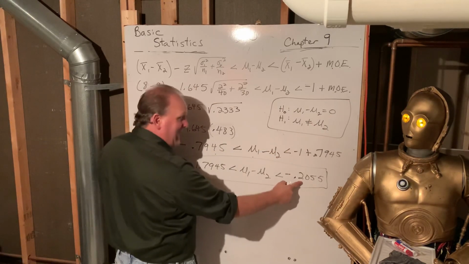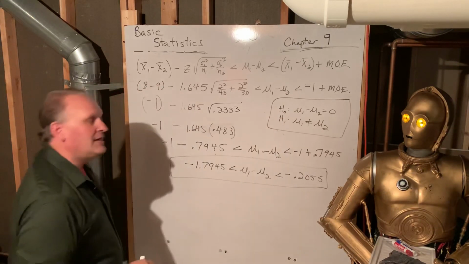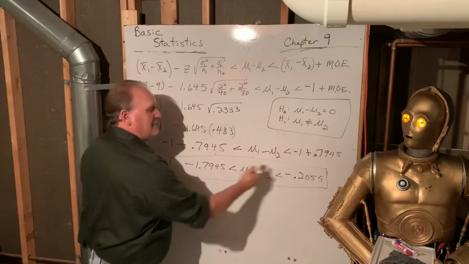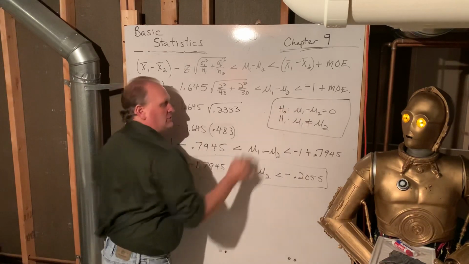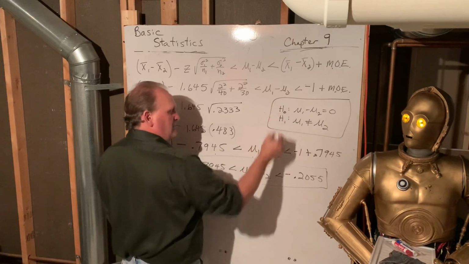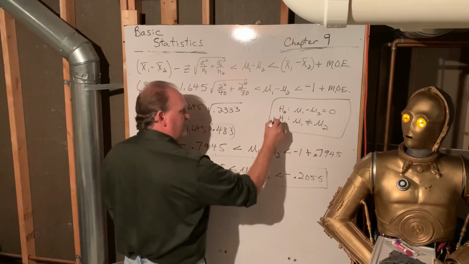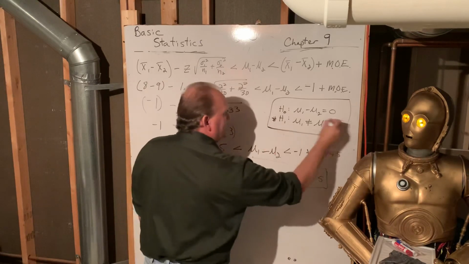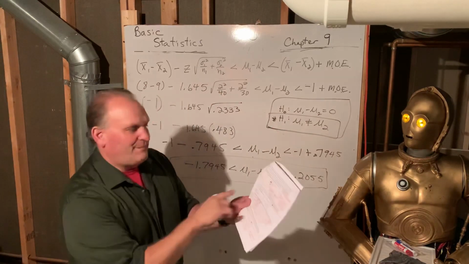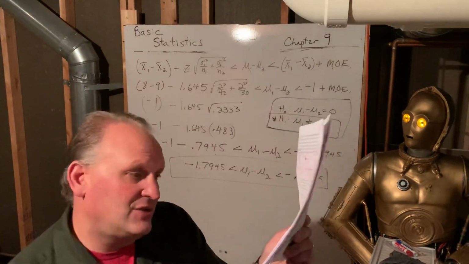Had that been a positive 0.2, then it would be evidence for the null hypothesis, because then it would go from a negative to a positive, which includes 0. So basically, if 0 is in the interval, it's evidence for the null. If 0 is not in this interval, it's evidence for the alternative. But that doesn't connect directly to the one above, because that was a one-tailed test, not a two-tailed test.